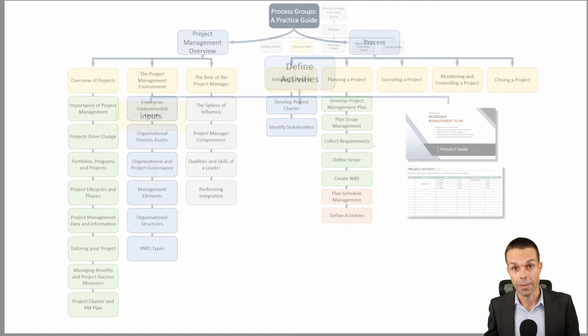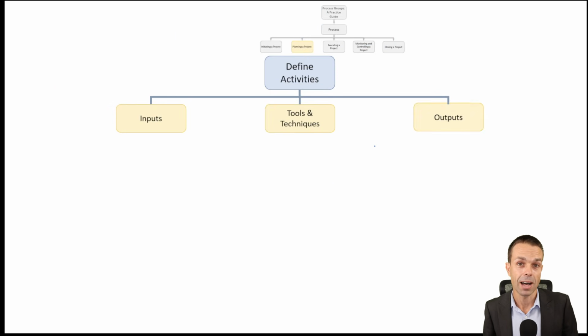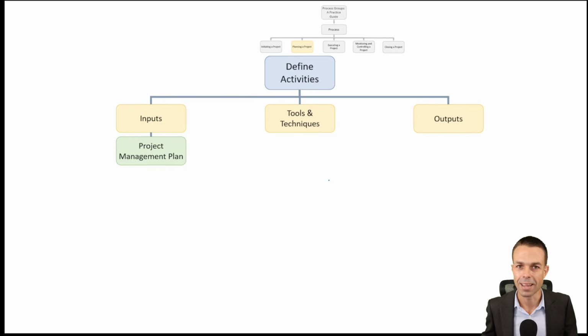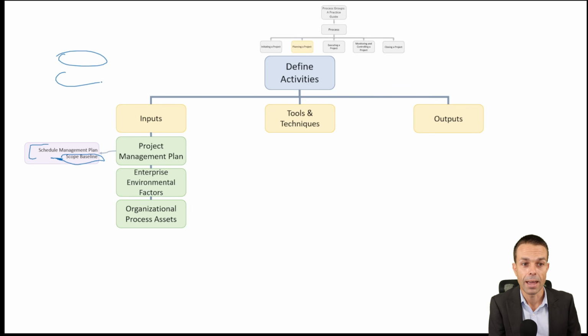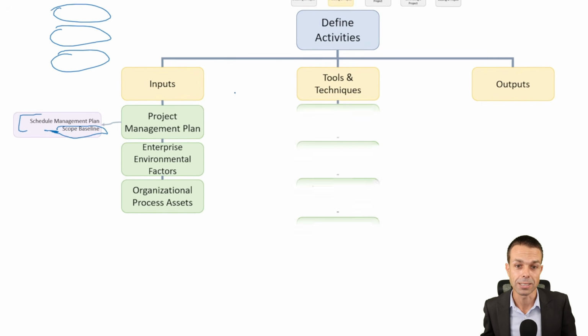Once we've done that and we've got our process, we can start defining the activities. Now, can you guess what we're going to need as inputs for this? Well, first of all, the project management plan, so the schedule management plan and the scope baseline. This is the most important one because we're going to take that scope baseline and the work breakdown structure and the work packages, and we're going to need to turn those into activities.